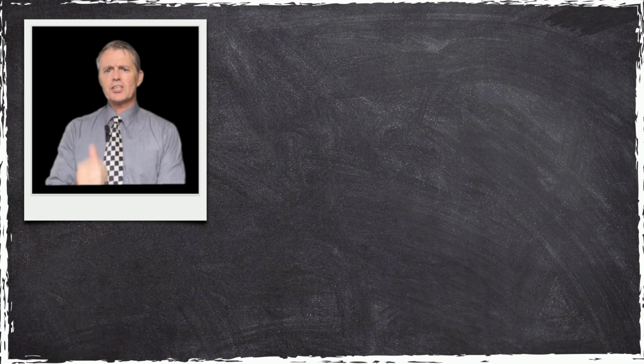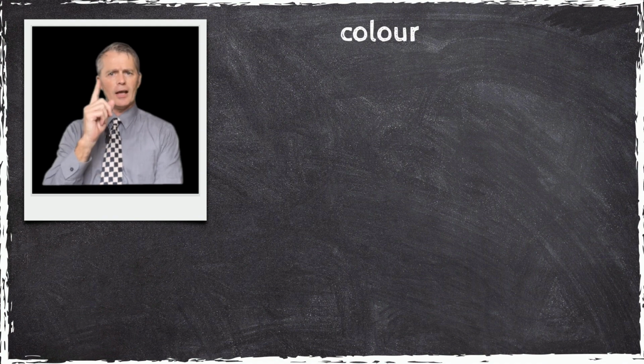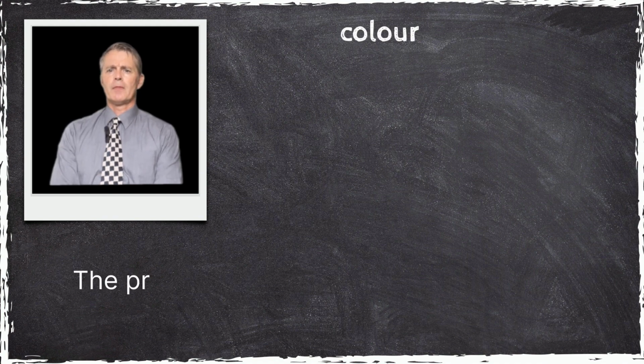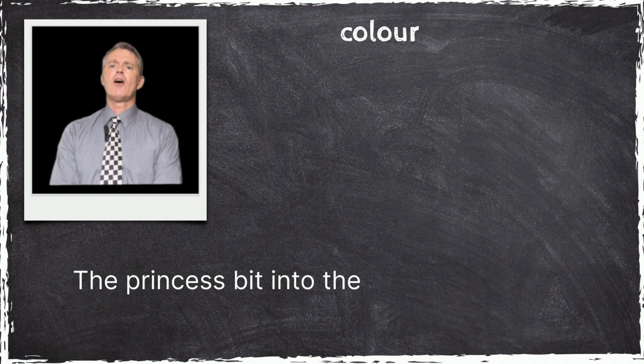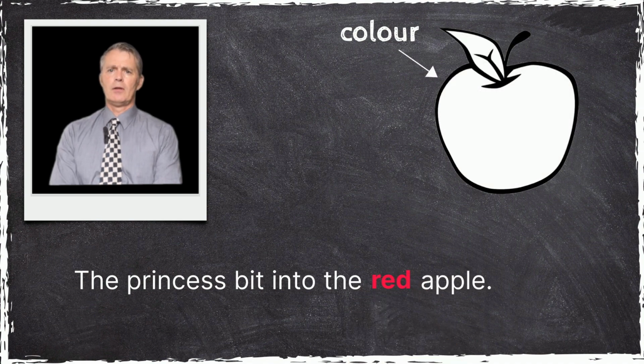When choosing adjectives, many students focus a lot on describing the colour of objects. The princess bit into the red apple. But there are so many other ways of describing an apple. You might want to describe its size. The princess bit into the plump apple.